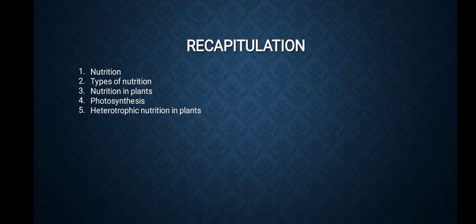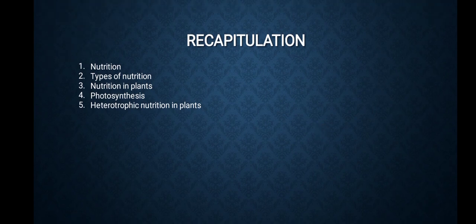So let's take a recap of what we have studied till now. First one is nutrition. So what is nutrition, student? The process of obtaining food and its utilization within the body is called nutrition. Second one is types of nutrition. How many types of nutrition have we studied today? Two types: autotrophic nutrition and heterotrophic nutrition.